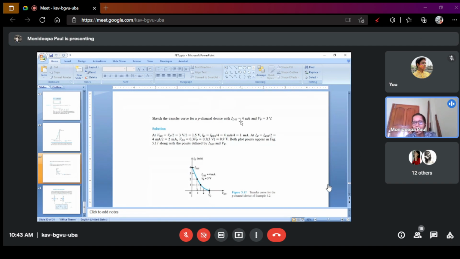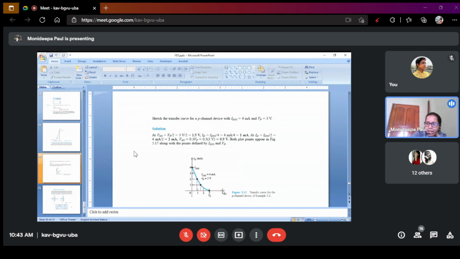So first we apply, that means IDSS 4 milliampere means IDSS is equal to 4 milliampere when VGS is equal to 0. VP is equal to 3 volt when ID is equal to 0. Next two assumptions: VGS is equal to VP by 2, 1.5 volt. At that condition, ID is equal to IDSS by 4, that is 1 milliampere. Second assumption, ID is equal to IDSS by 2, that is 2 milliampere. If we apply this value, then VGS is equal to 0.3 VP. So VGS is equal to 0.3 into 3 volt, that is 0.9 volt.